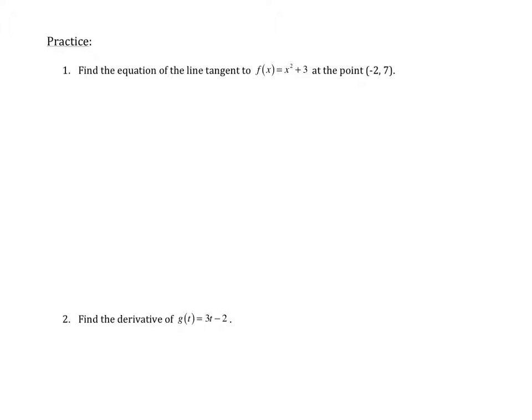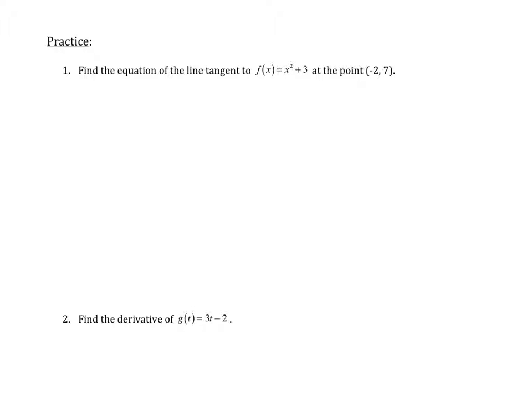Normally if we had just a regular straight line, you could use rise over run. But in this case we have a parabola with x squared plus 3, so the slope isn't constant. So we take the derivative and that gives us the formula for the slope at any point.